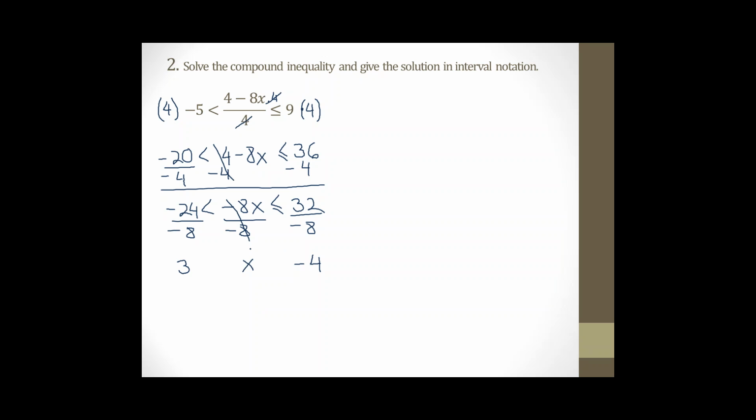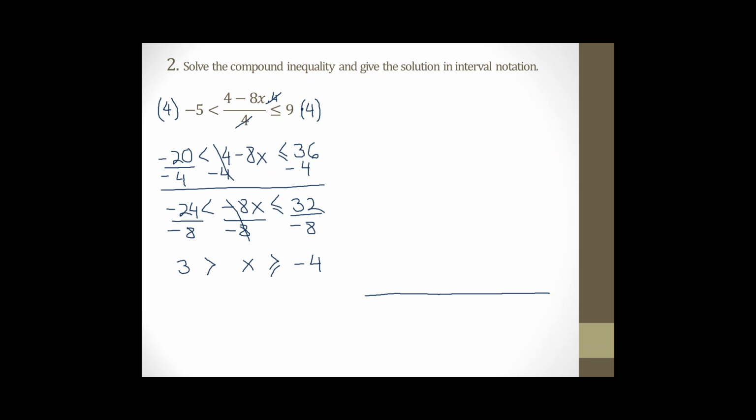All right, you guys are very good. So if I multiply or divide by a negative number, and most of you answered correctly, I have to also change the inequality signs into the opposite direction. I had a less than symbol, so I need to change it to greater than, and this one was less than or equal to, so that becomes greater than or equal to. Good job.